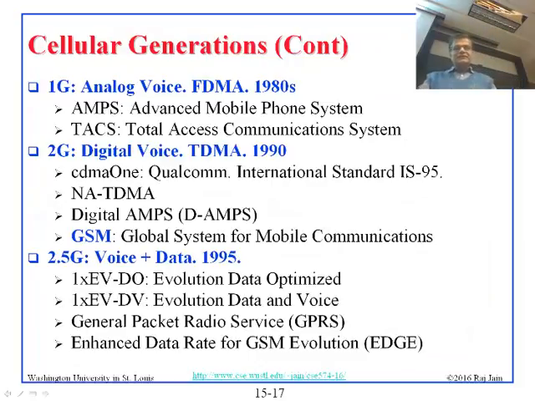Alright, so just recapping. 1G was analog voice in terms of payload. FDMA, frequency division multiple access, mostly 1980s. 2G, and by the way, these generations used to happen every 10 years.